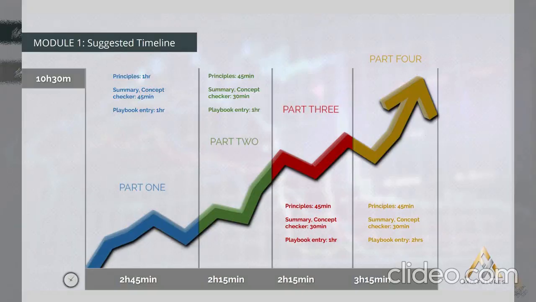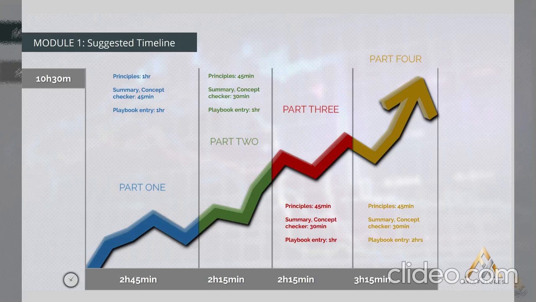In total, Module 1 should take you roughly 10.5 hours. Now what I've done is I've broken down each part into its various elements and given you a guided amount of allocated time. If you look, Part 1 should take you 2 hours and 45 minutes. This is broken down into an hour for principles, 45 minutes for concept checker and summary, and 1 hour for the playbook entry. Part 2 should take you 2 hours and 15 minutes, 45 minutes for principles, 30 minutes for summary concept checker, and 1 hour for playbook entry.